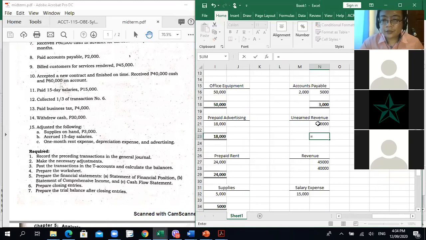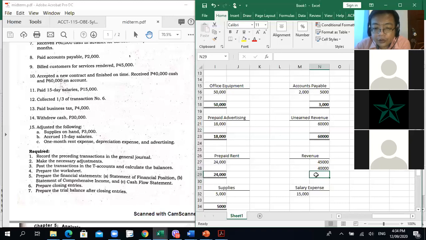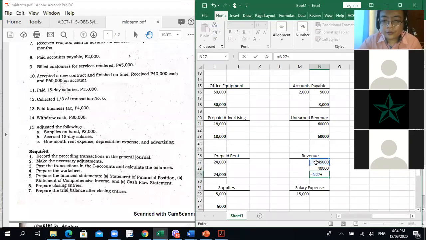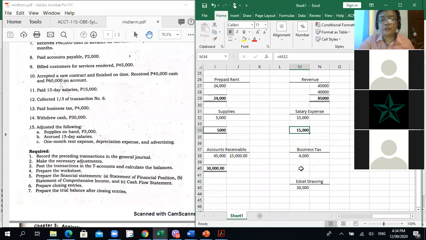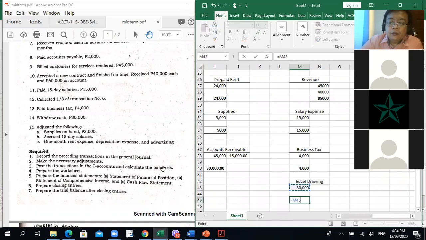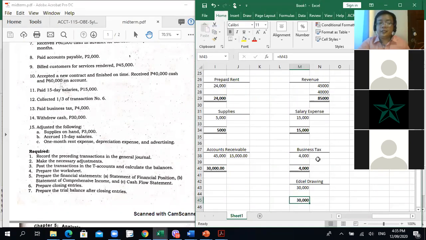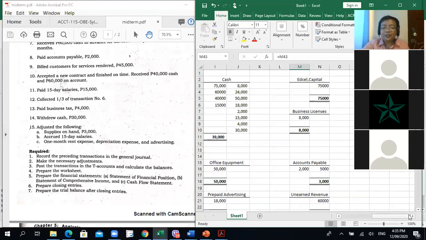Unearned revenue is 6,000. Part of your liability, diba? And revenue, how much? 45 plus 40, you have 85. And the last, sorry, may dalawa pa. 15,000. And you have also business tax of 40. And the last is Excel drawing. Sorry. Alright, wala na ba? Wala na. Hopefully, you are correct, ha?